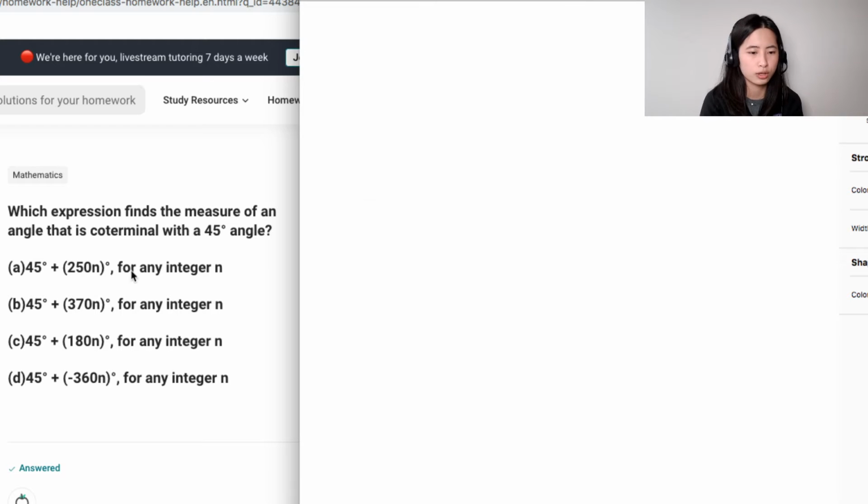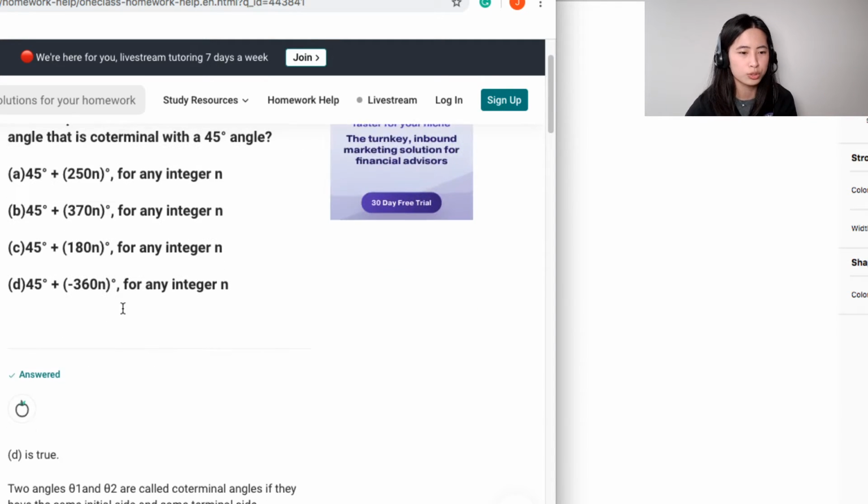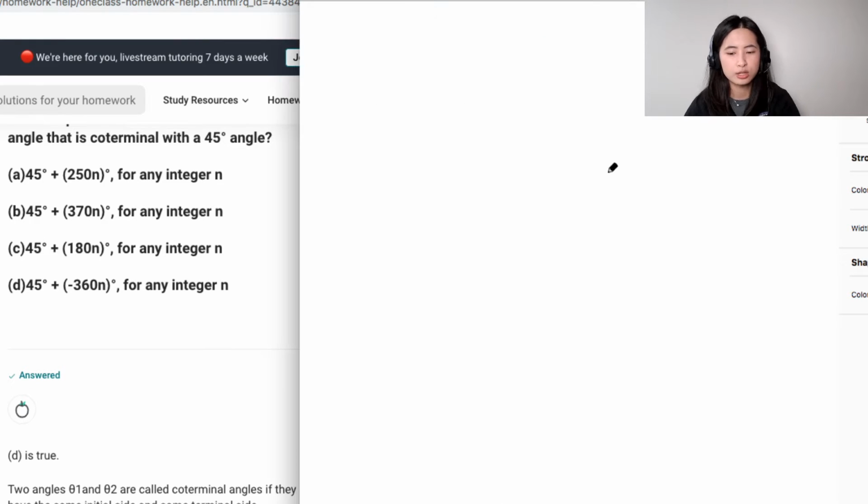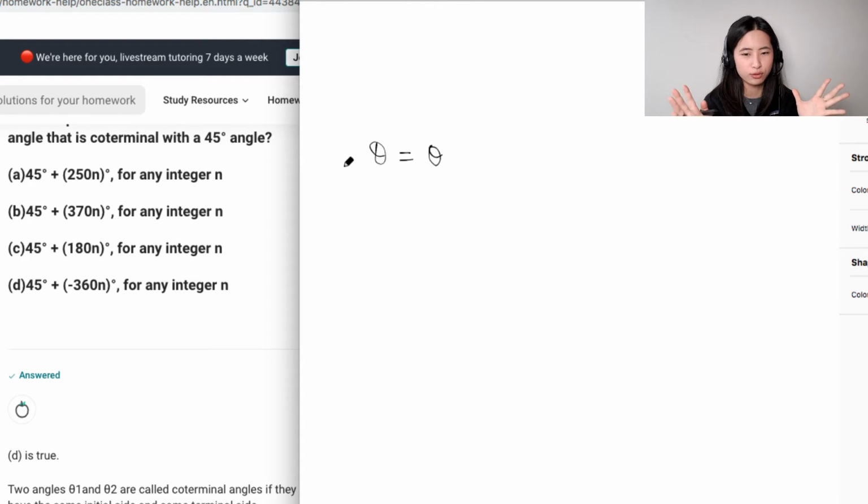Okay, so let's get into the question. Let's look at what they wrote. For part A, they're saying you have 45 degrees and you have 250 degrees. Remember, because it's supposed to be a coterminal angle, this is your angle first, and this is equal to the angle that you're looking at. So this is the total angle if you think about it. And this is your angle, which is the 45 degrees, and this is plus. So this is supposed to be 360.